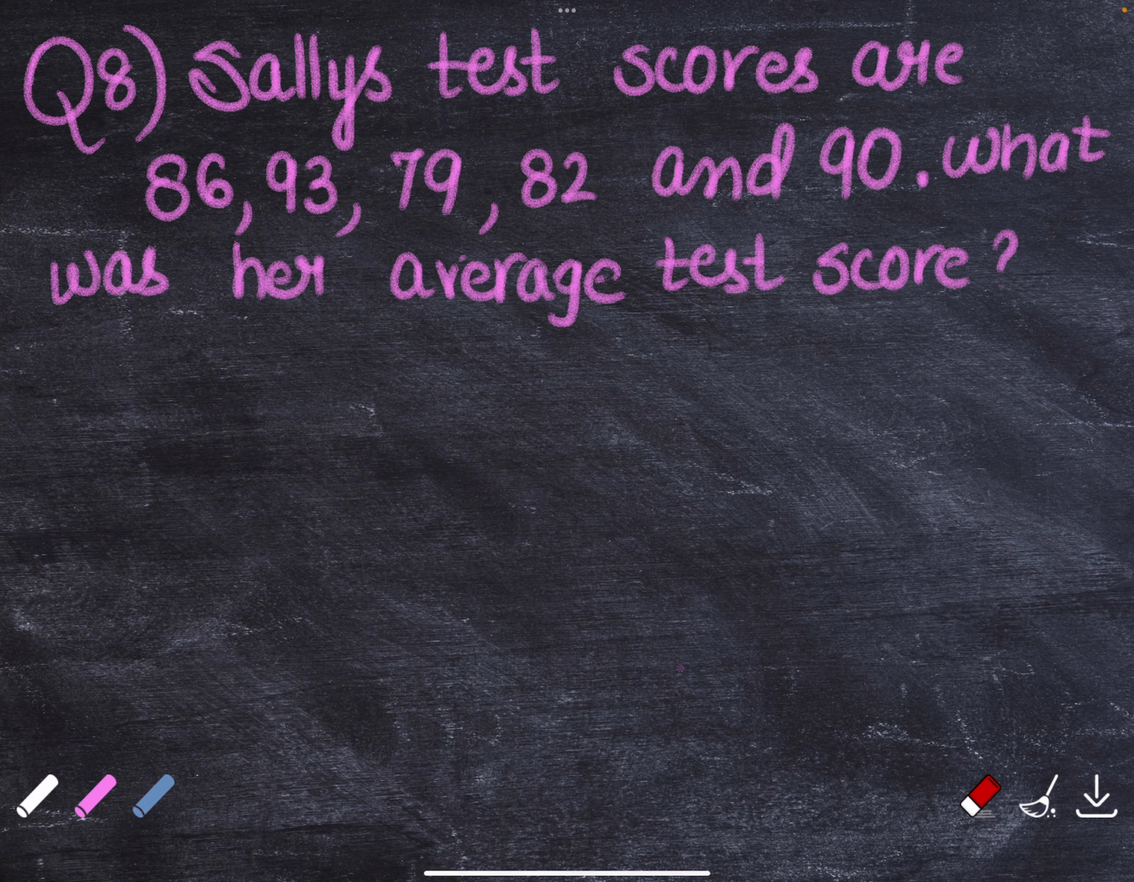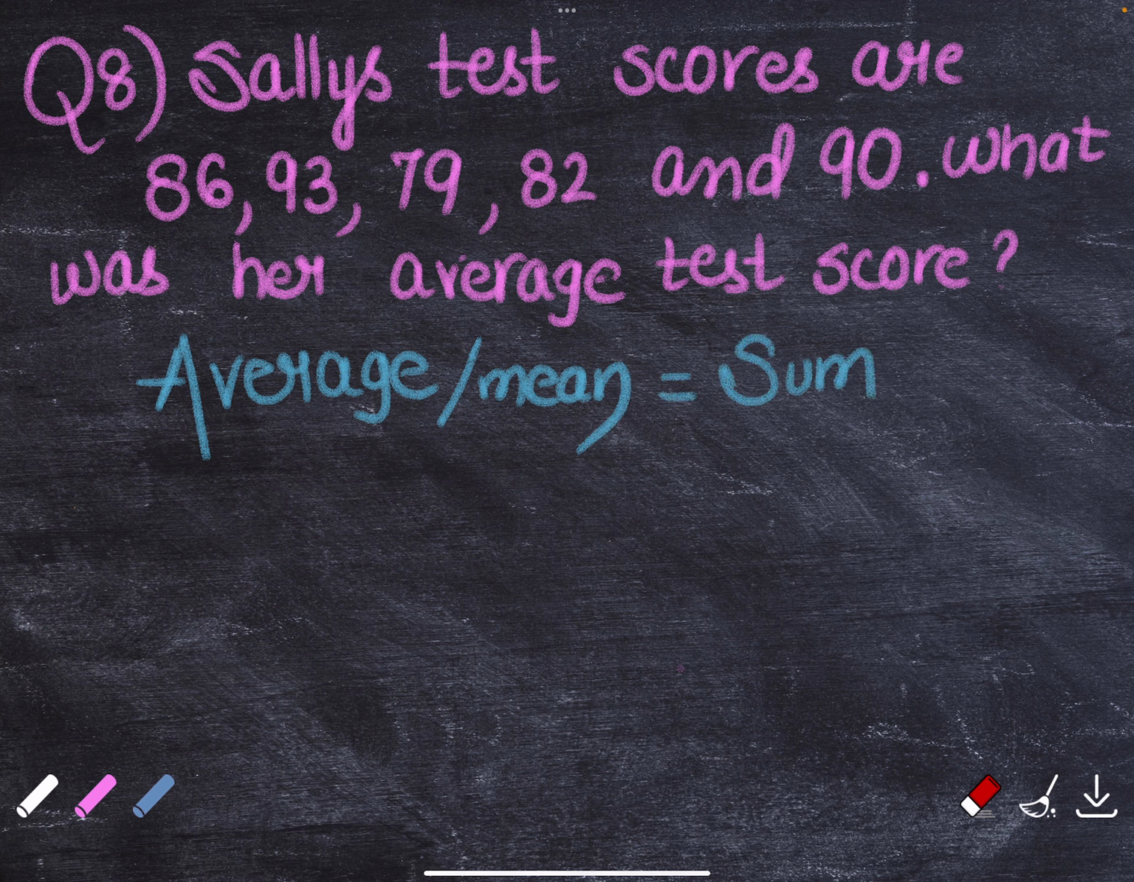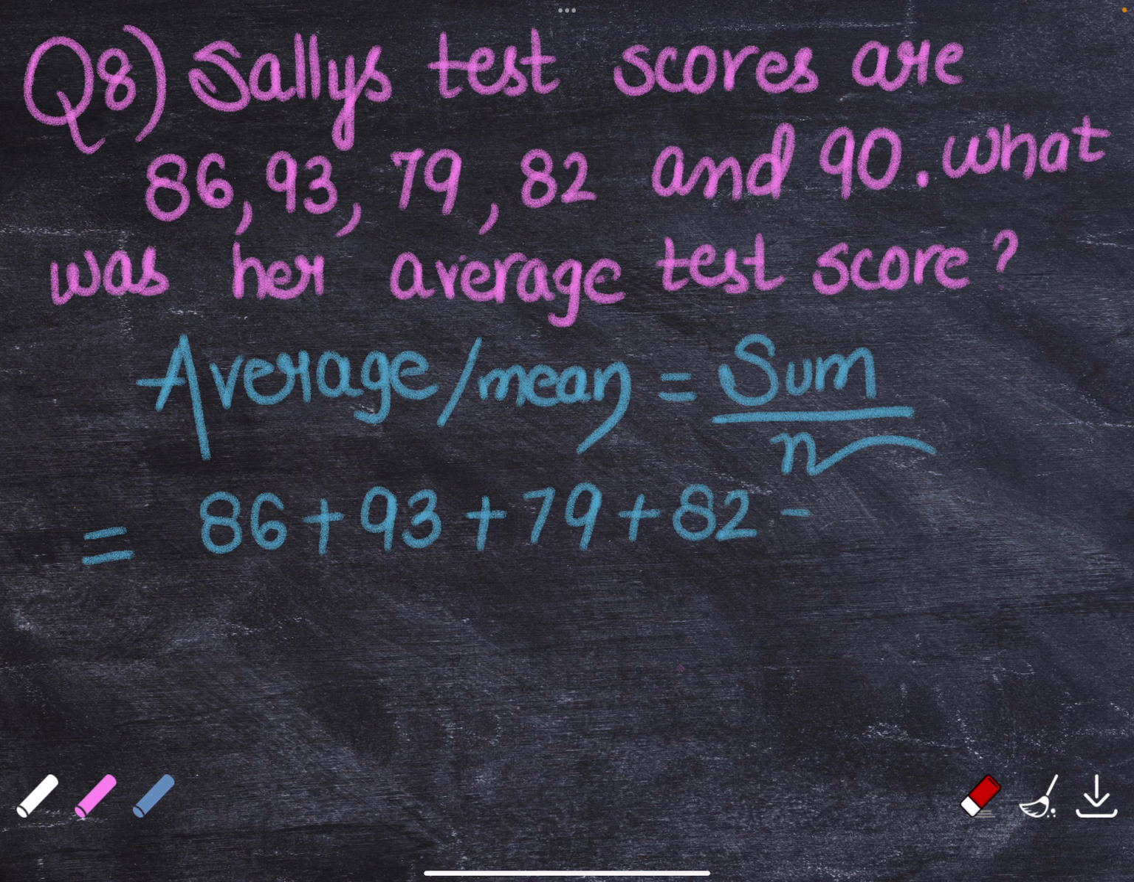So average, let us write down the definition of average here. Average or mean, both are the same things. Equals, you find the sum of the numbers and you divide by how many numbers there are. So the sum of numbers here is going to be 86 plus 93. These are all her test scores. 79 plus 82 plus 90. So I'm finding the sum of all the test scores and then dividing it by how many test scores do we have.